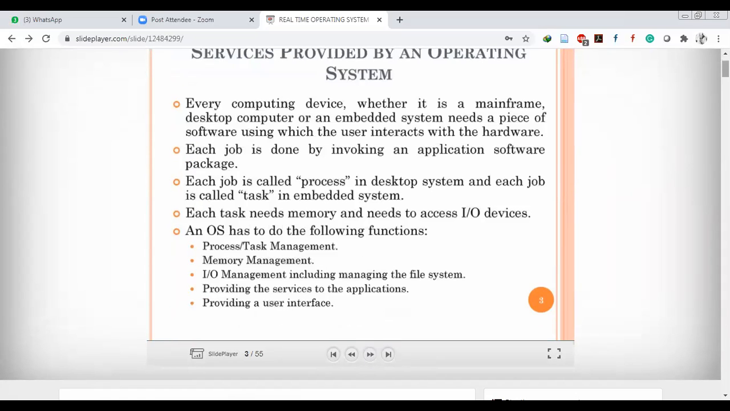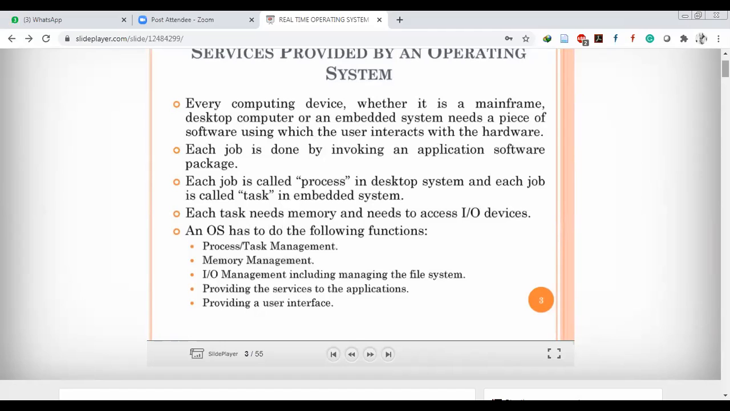What are the different services provided by an operating system? You already know. Every embedded system or every computing device, whether it is a mainframe, desktop computer, analog computer, digital computer or an embedded system, needs a piece of software using which the user interacts with the hardware. That is called an API, or nowadays a GUI, to interface with that system. An embedded system is defined as a combination of hardware and software. Through the software, we interact with the hardware.